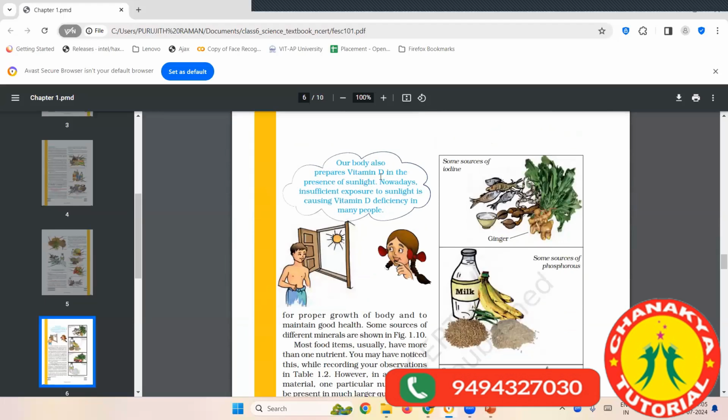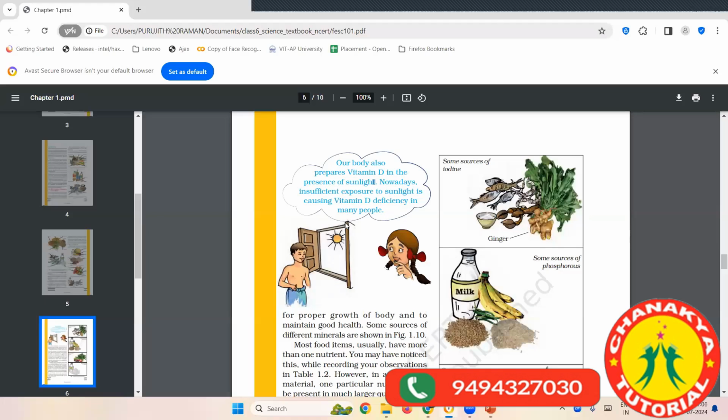Our body also prepares vitamin D in the presence of sunlight. Nowadays, insufficient exposure to sunlight is causing vitamin D deficiency in many people. As Harshit has asked, our body also prepares vitamin D in the presence of sunlight. Nowadays, we are not going outside, so that's not a practice. We are just waking up in the morning and doing our daily chores, going to school, college and office. We don't care about standing in front of sunlight. So that's why people are getting vitamin D deficiency.